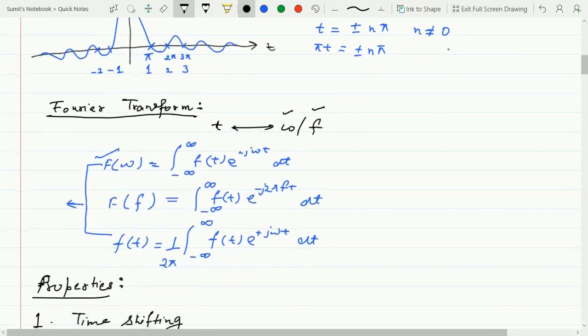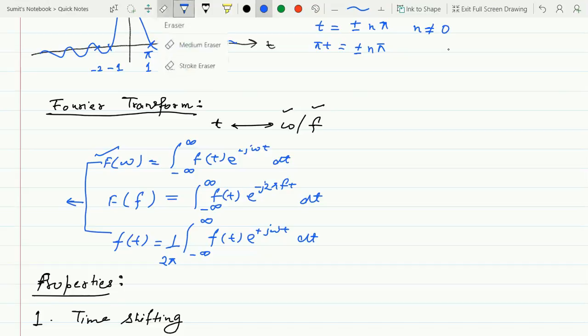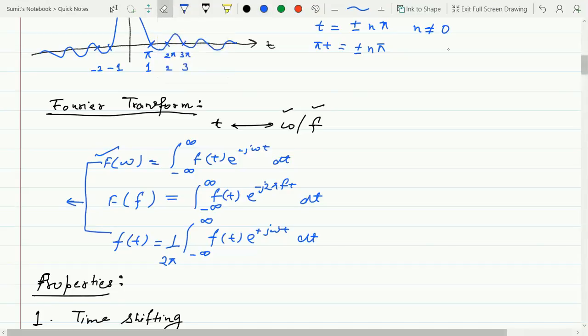Then we learnt about Fourier transform and its properties. Friends, just to correct one thing from the previous lecture, by mistake when I wrote the inverse transform, I wrote dt here, so this should be d omega. You can correct this if you have written it down wrong. When you are writing the inverse Fourier transform, the integration is with respect to the variable omega.